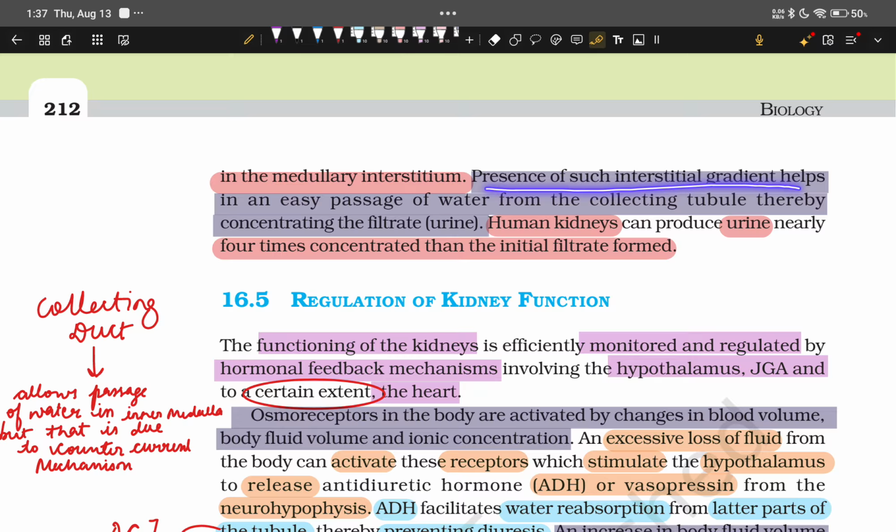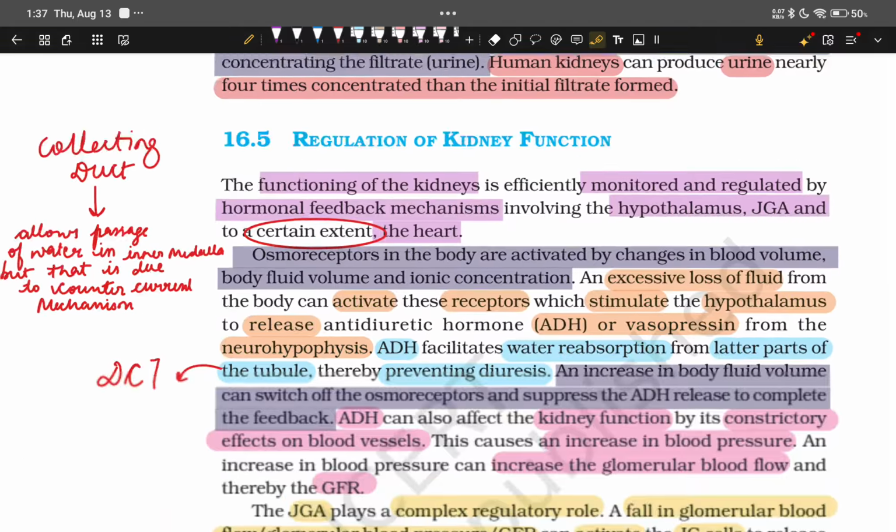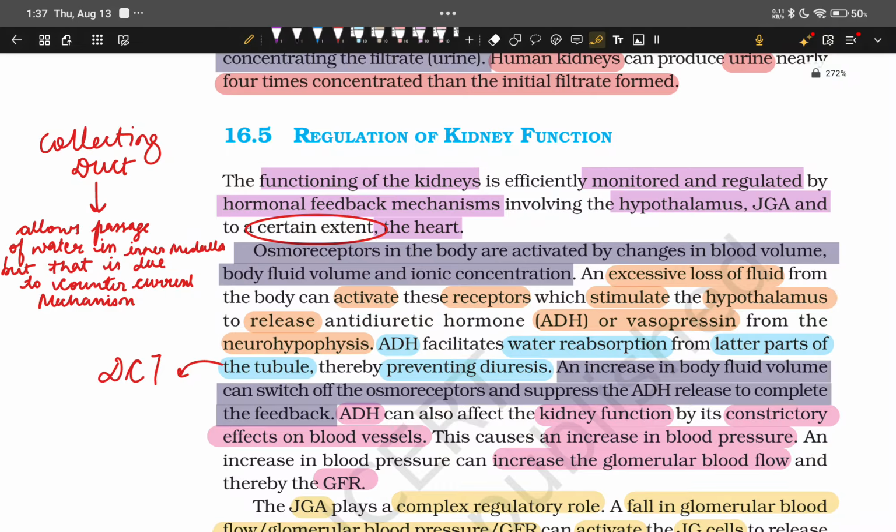The presence of such an interstitial gradient, right, helps in easy passage of water from the collecting tubule, and once water has gone from the collecting tubule, whatever is left, which is the filtrate, is going to form the urine and get concentrated. So that's how human kidneys can produce urine 4 times more concentrated than the initially formed filtrate. I hope it makes sense.